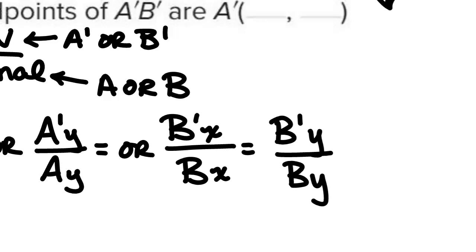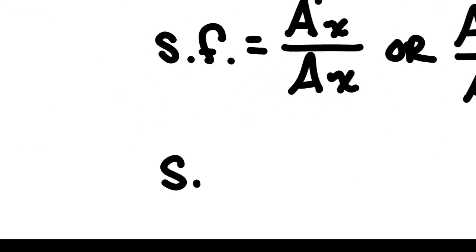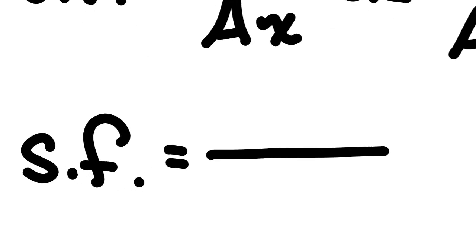Do you guys want to use A or B? A sounds good. Does it make sense to use the y parts of point A and A prime? What's the y part of point A? 0. What's the y part of A prime? 0. If I do 0 over 0, is that going to help me figure out my scale factor? No. So let's do the x part. It doesn't matter whether I use the x part or the y part. I'm going to get the same thing either way. So I would have negative 9 over what?